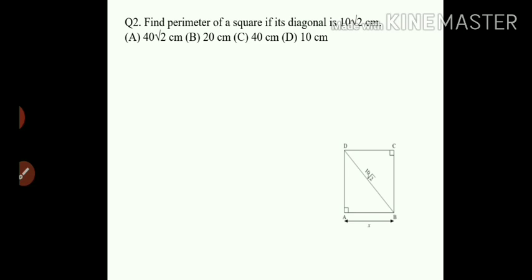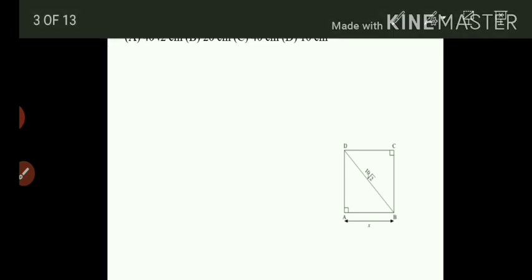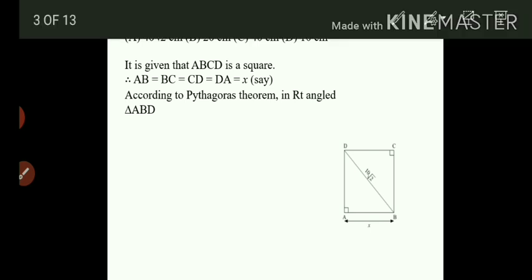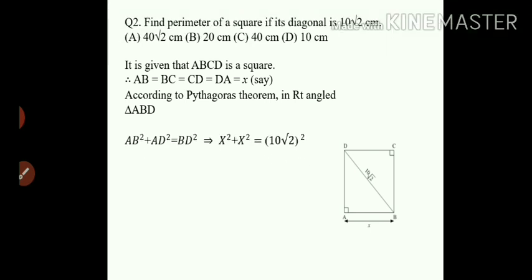Again we will do the working part in the rough column. It is given that ABCD is a square. So we know AB equals BC equals CD equals DA. Let it be X. You can see DAB is a right angle triangle, so I will use the Pythagoras theorem. AB square plus AD square equals BD square, means side 1 square plus side 2 square equals hypotenuse square. Now AD and AB are X.